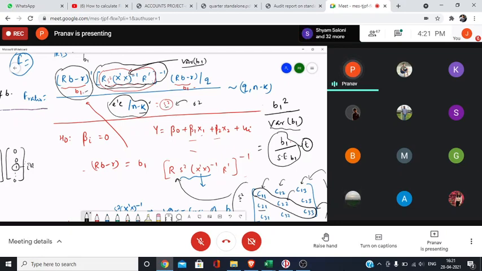And when you take the square root of this, it will become B1 upon standard error of B1, which is nothing but your T ratio, and this is how we conclude. We say that the T ratio of any coefficient is the value of the coefficient divided by the standard error of that coefficient.